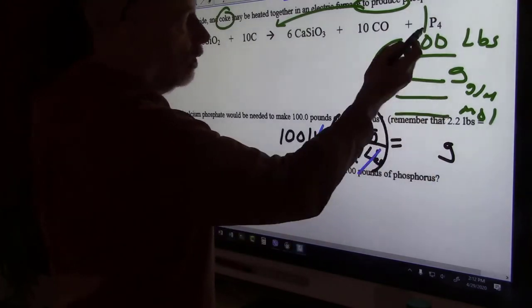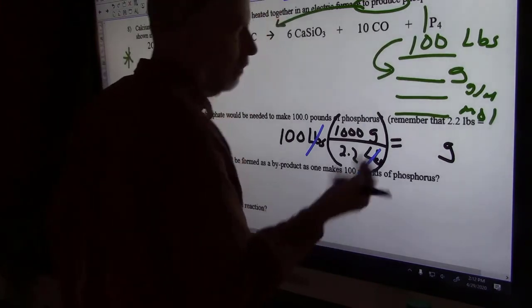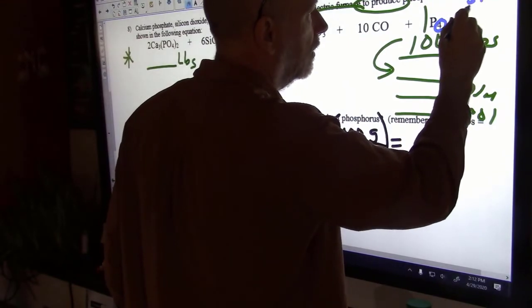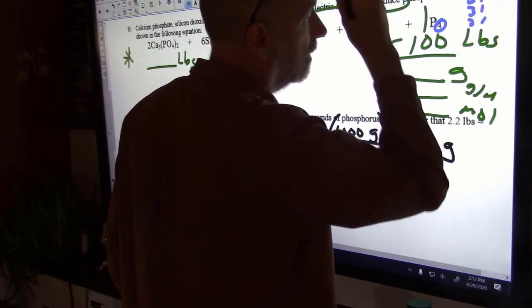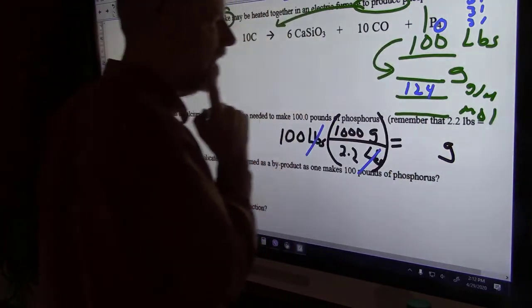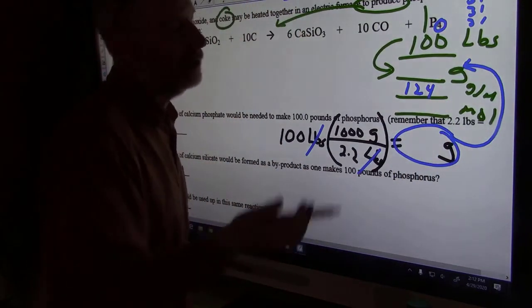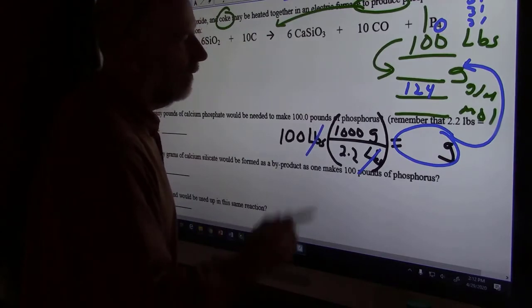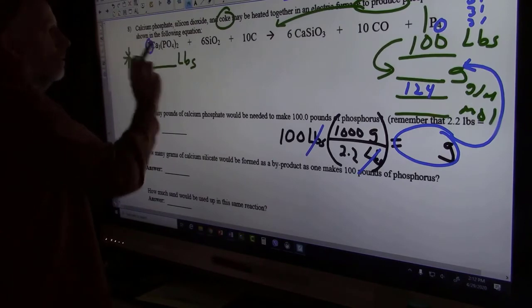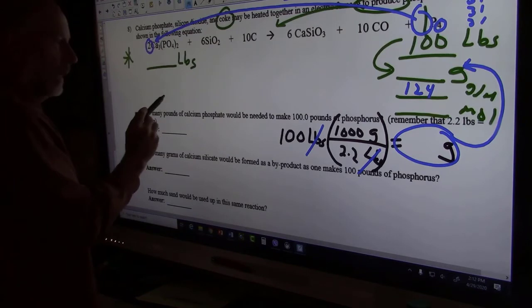Then you use your grams per mole of P4. Phosphorus is 30.9, but it has the 4 here, so make sure you do 31 plus 31 plus 31 plus 31, which is 124 grams per mole. Put the grams in right there, because we don't want to use pounds for doing this. And then calculate moles. It's a 1 to 2 mole to mole ratio.